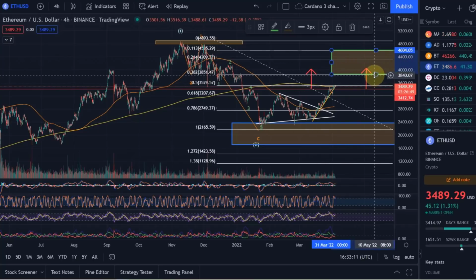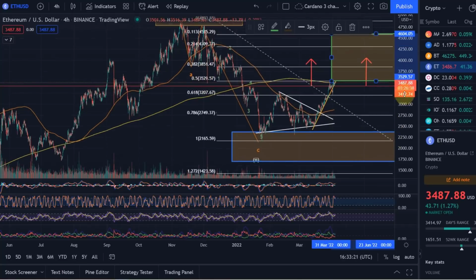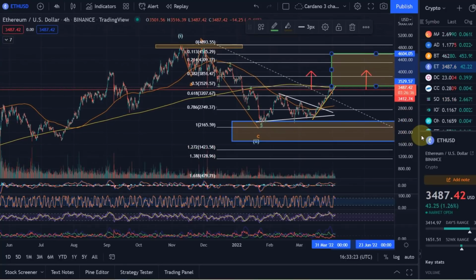Well, actually in this scenario it would already be enough to touch that 50% retracement level, which is pretty much at 3,530, and we already touched it. So even this scenario, that wave 4 scenario and that wave B scenario, pretty much has already been completed, or at least the minimum requirements for both scenarios have been completed.